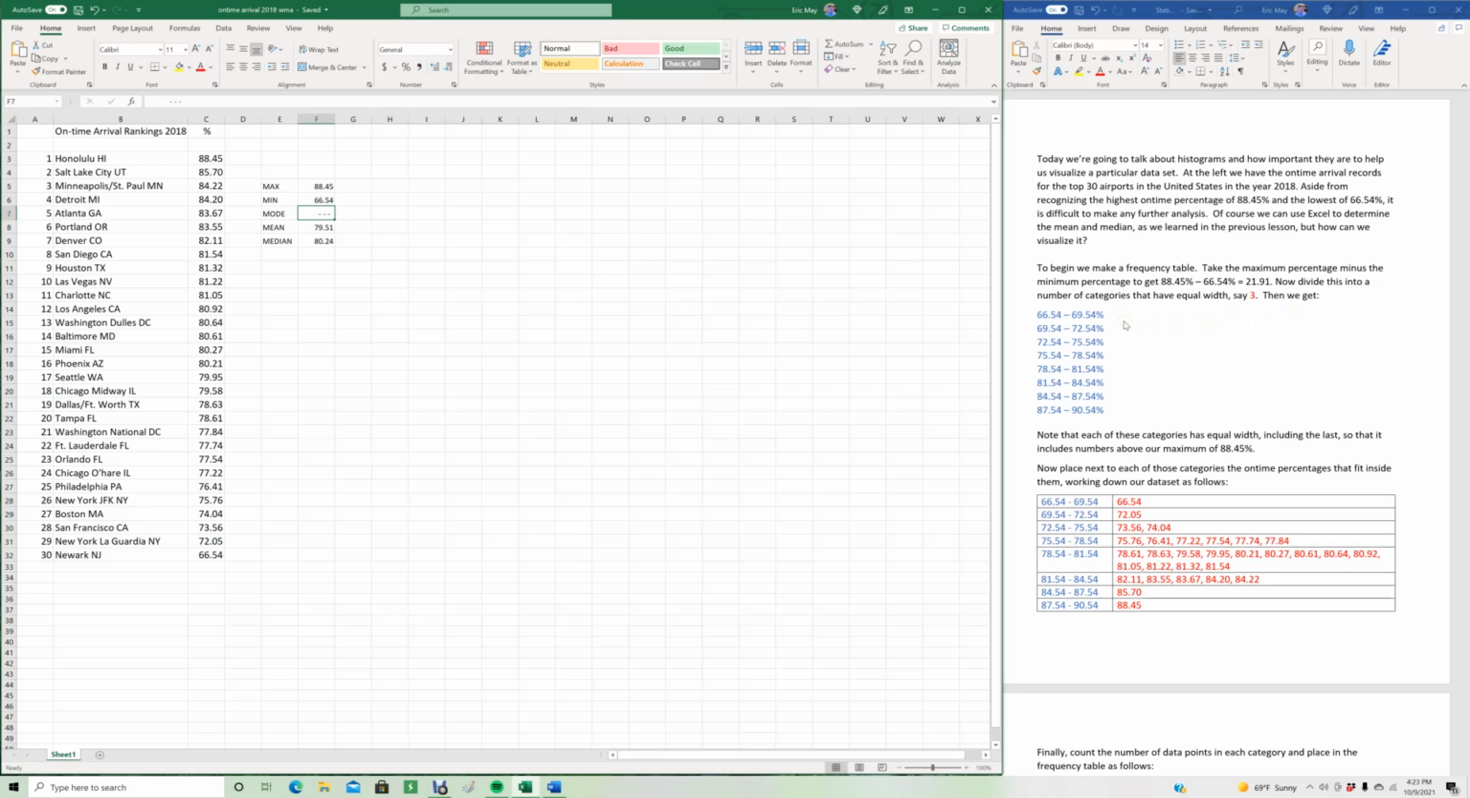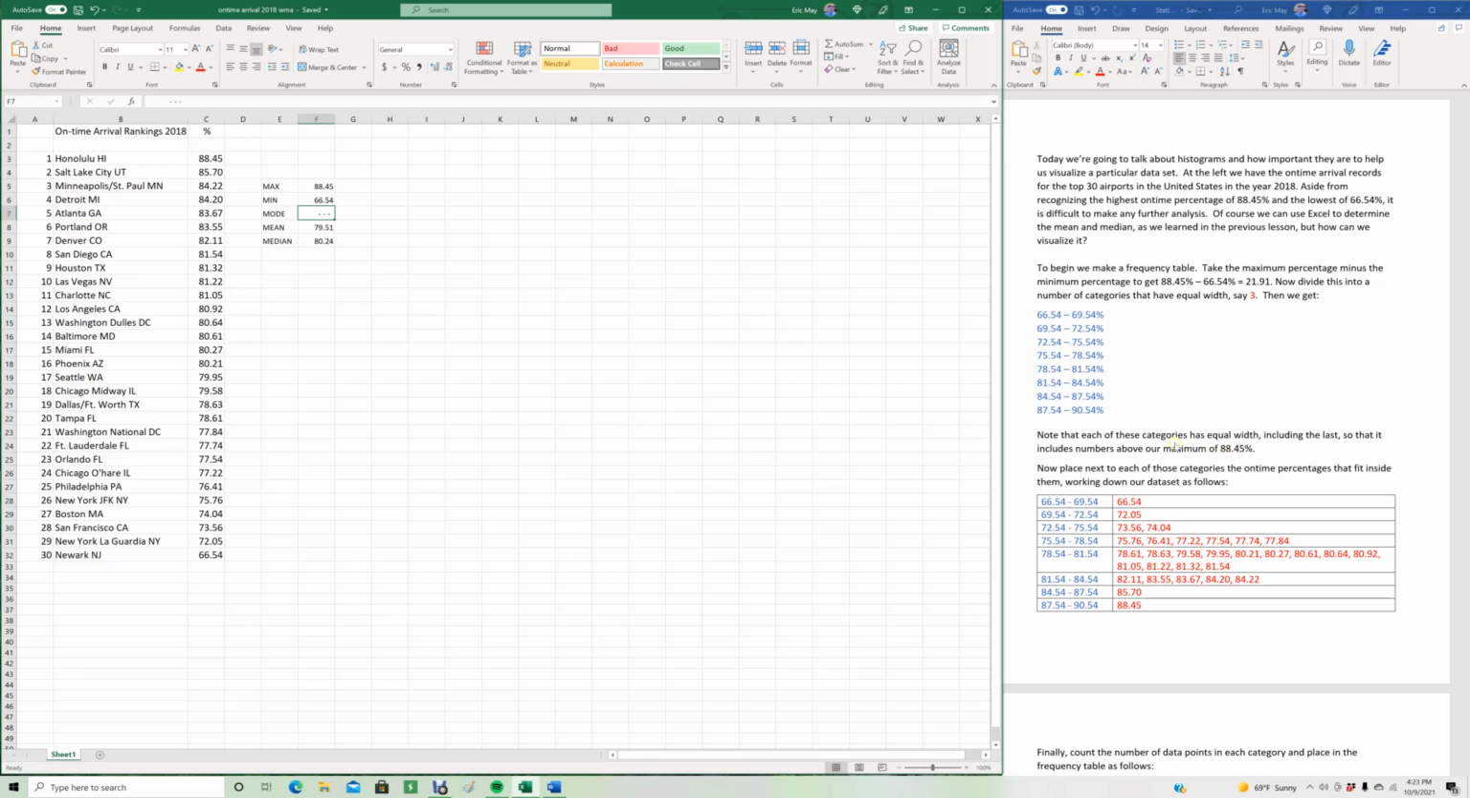66.54 to 69.54%. That's a width of 3. Then the next category would be 69.54 to 72.54, and 72.54 to 75.54, etc., as we continue to add 3. Now we notice that each of these categories has equal width, including the last one, so that it includes numbers above our maximum of 88.45%.